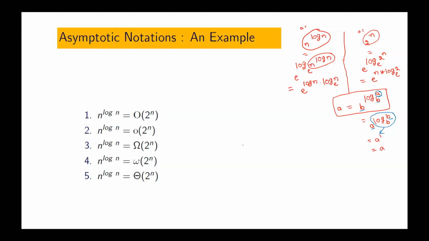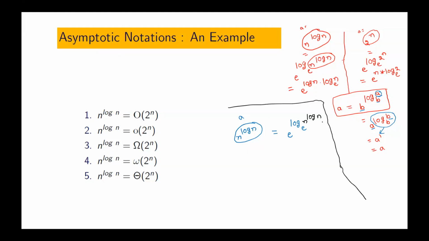Based on that, what is given to us? n power log n is given to us. So this entire thing we can say as a. Now this can be written as b. Instead of b, I will take e. e power log e, and this n power log n as it is I can write now. Up to this we haven't done anything. Simply based on this relation we have rewritten it.